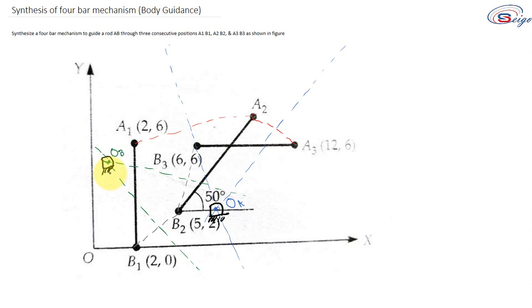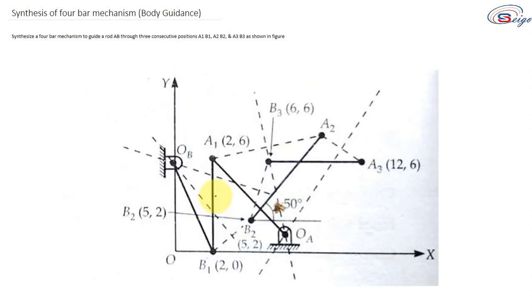Now join this OA to A, and OB to B. So this is your required 4-bar mechanism, that is OB, B1, A1, OA.